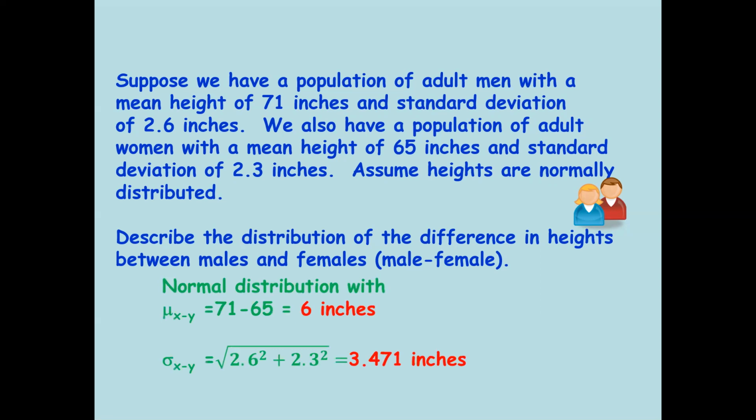So let's start with our mean. Our subtracted mean, 71 minus 65, will get us a mean difference of 6 inches. And for standard deviation, again, think Pythagorean theorem, the big square root of 2.6 squared plus 2.3 squared will get you 3.471.